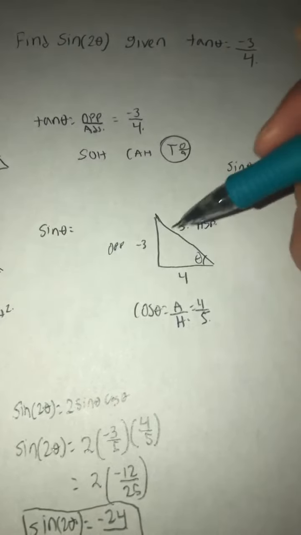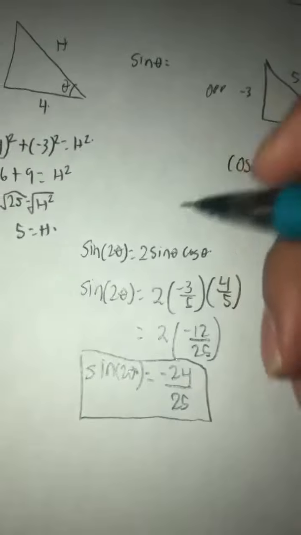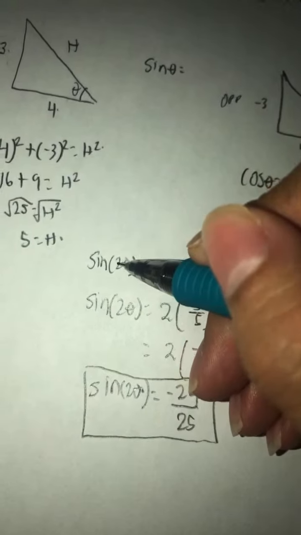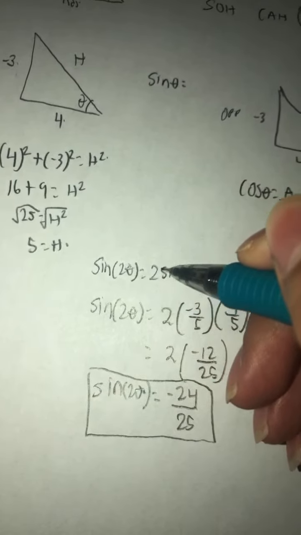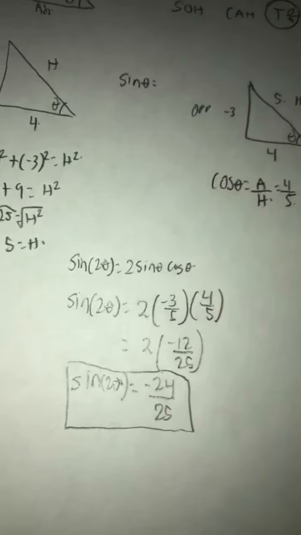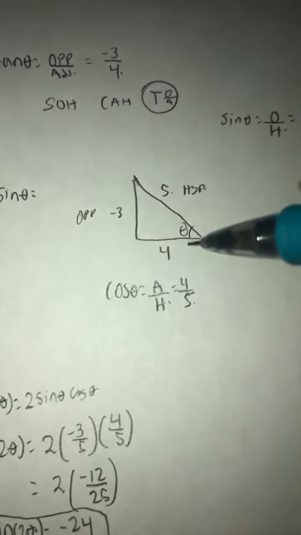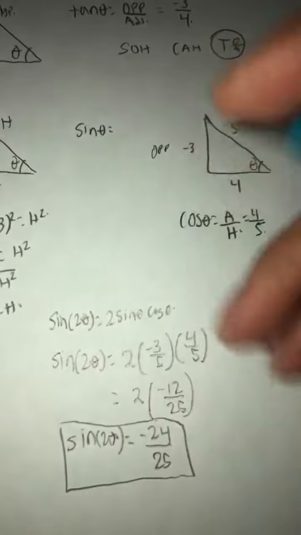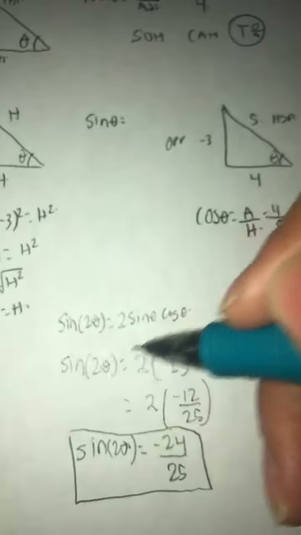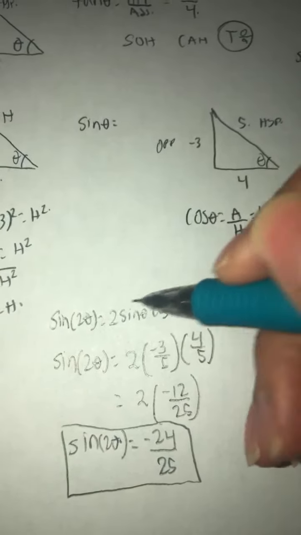The reason why I looked for sine theta and cosine theta on the right triangle is that sine of 2 theta is defined as 2 times sine theta times cosine theta. So that's why we need to find sine theta and cosine theta, so that we can figure out what sine of 2 theta is, because we have to multiply those two things in this formula here.